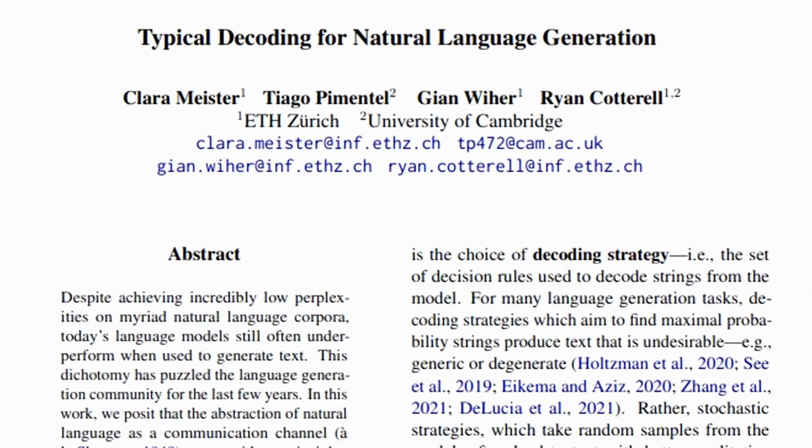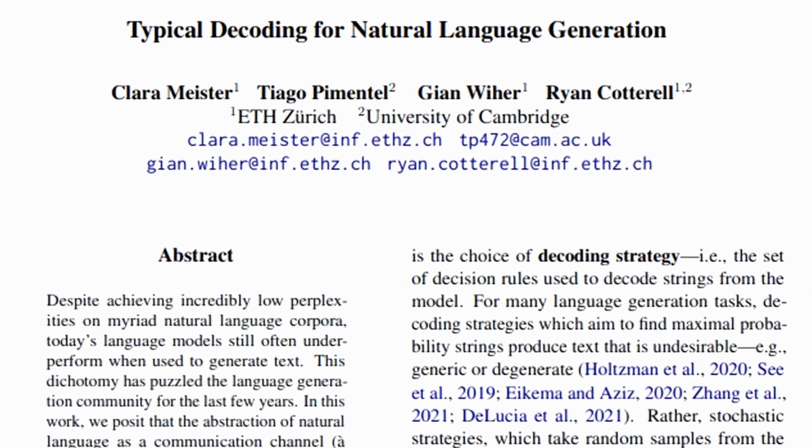Hi all, this is an interview with Clara Meister, who is the first author of the paper Typical Decoding for Natural Language Generation. This paper, I believe, is really important because it presents a new sampling method that makes language models output much more human-like texts.